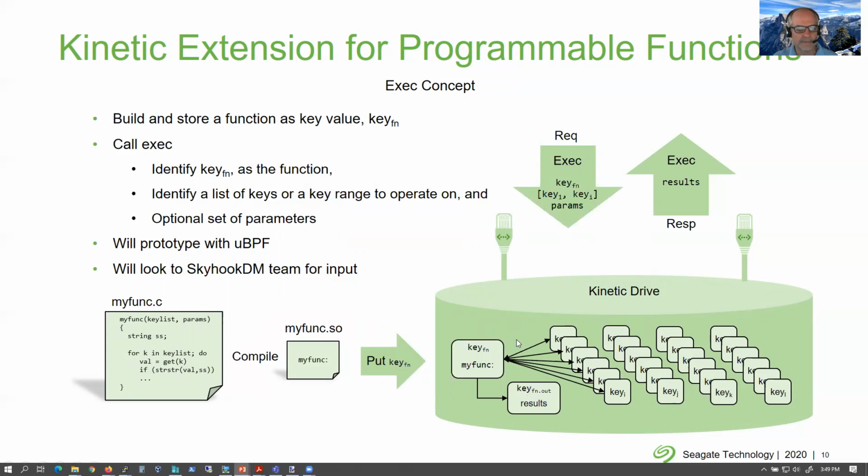We're initially going to implement this with the user Berkeley packet filter, and we are looking to Skyhook for input, because we see this as an interesting feature to take some of that Arrow functionality and push it down to the drive and have it run locally.